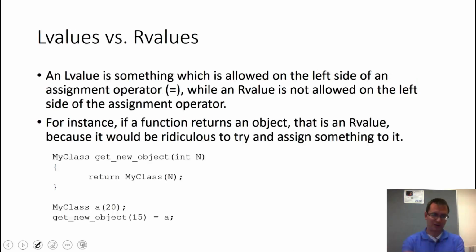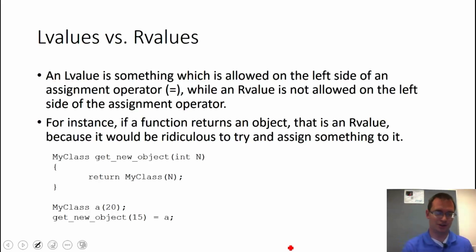So now we're going to talk about L values versus R values. An L value is something which is allowed on the left side of an assignment operator, while an R value is not allowed on the left side of the assignment operator. For instance, if a function returns an object, that is an R value because it would be ridiculous, again, to try and assign something to it.